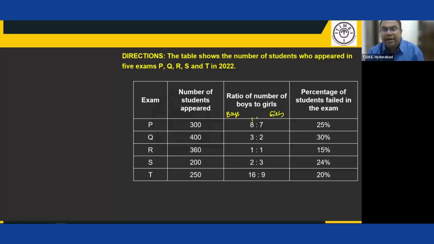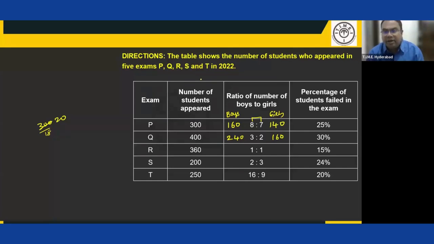It is simple. We take total parts 15, total value 300. Each part will be 300 by 15, so each part is 20. 8 into 20 is 160. 7 into 20 is 140. 5 parts, 400, each part 80. So 80 into 3 is 240, 80 into 2 is 160. These values I will be writing on my sheet. Very good Palak, you have given all the values.